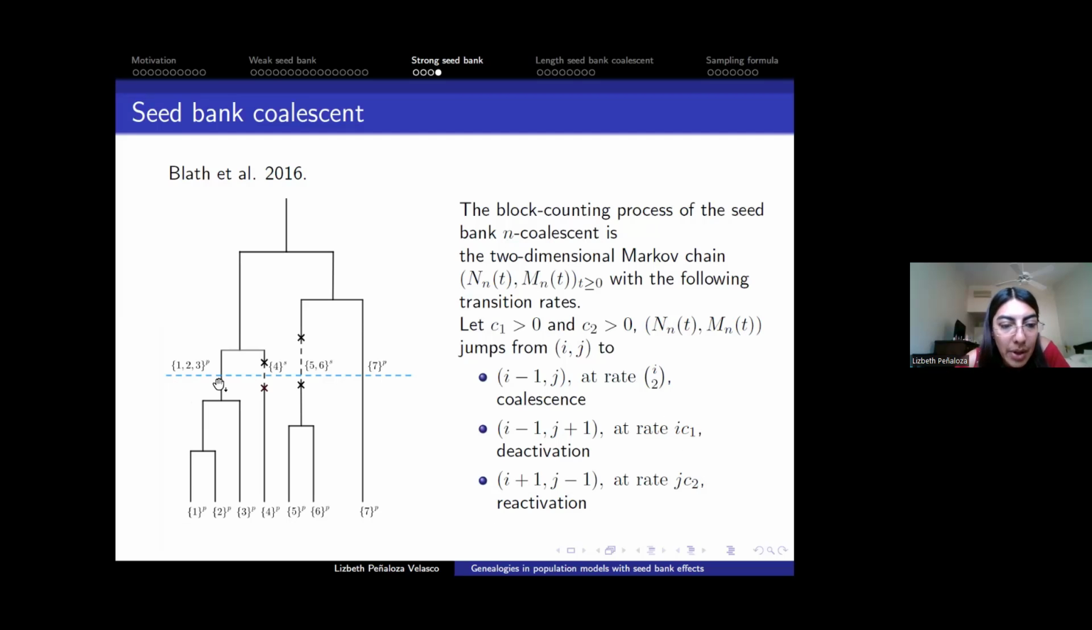So for example, here, the crosses represent that one plant becomes a seed or one seed becomes a plant. And if we see this time, we see that we have a coalescence. So we have now this block. In this case, this plant becomes a seed. In this case, we have a coalescence, and then this becomes a seed, and this is the same. It doesn't change.